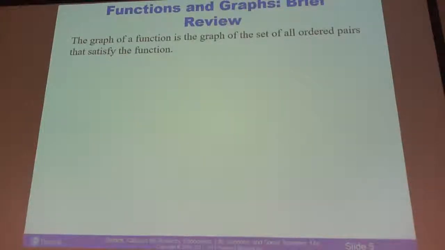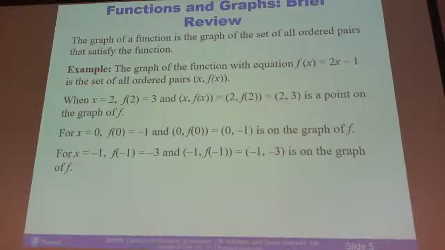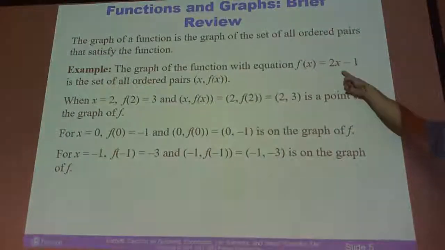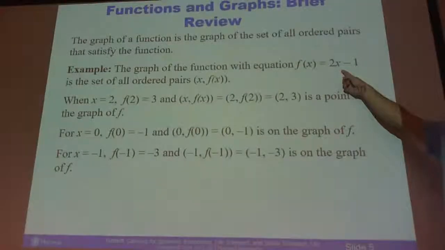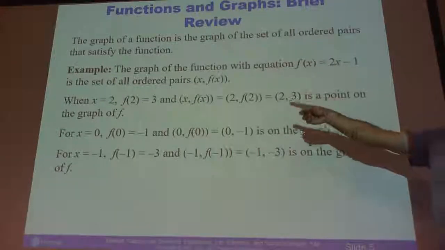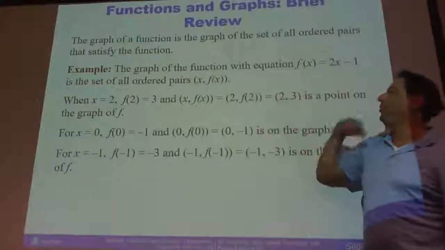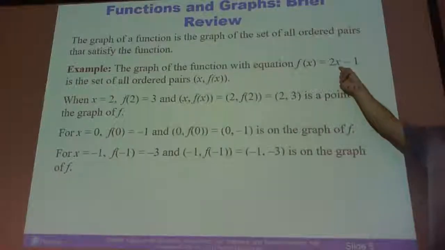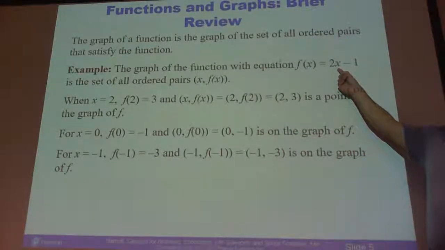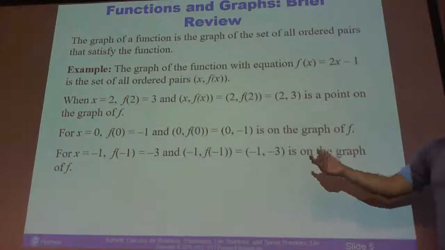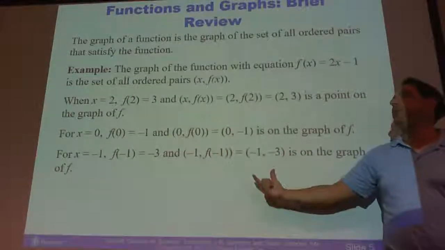The graph of a function is a graph of the set of all ordered pairs that satisfy the function. So if I had the function 2x minus 1, and I said x is 2, well, if you plug in 2, what do you get for an answer? 3. So f of 2 is 3. You got the answer (2, 3). If I said x is 0, what do you get for an answer? So you have the answer (0, -1). If I said x is negative 1, you have the answer of (-1, -3).